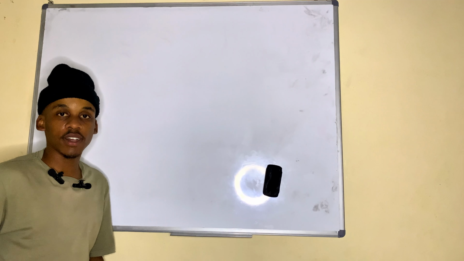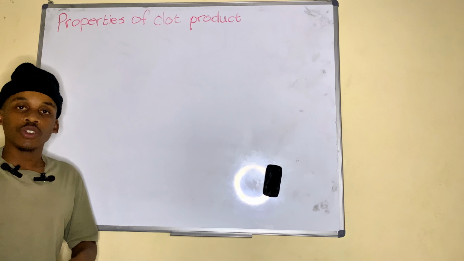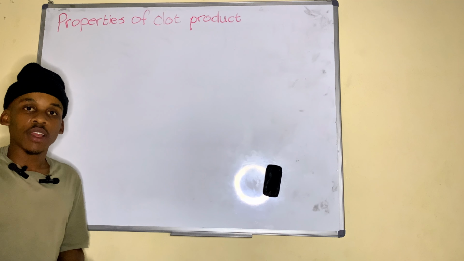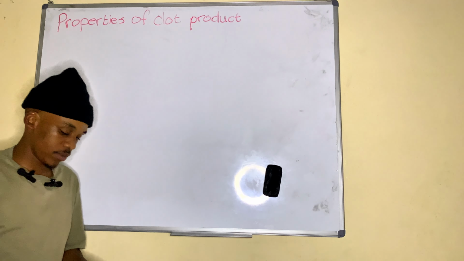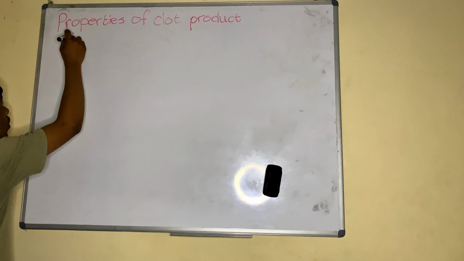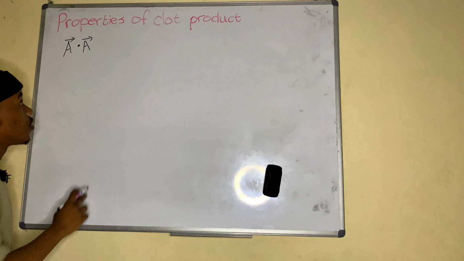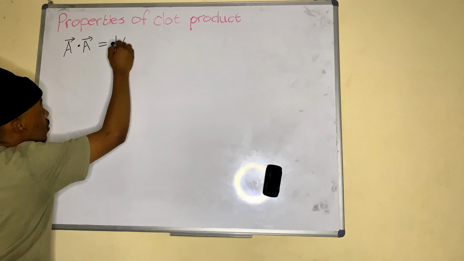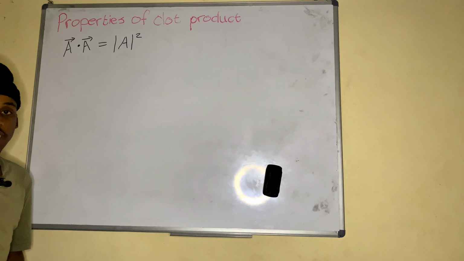Let us now cover the properties of the dot product. The dot product of two vectors that are the same will give us the magnitude of that vector squared. So suppose we have the dot product of vector A with itself. This will give us the magnitude of vector A squared.